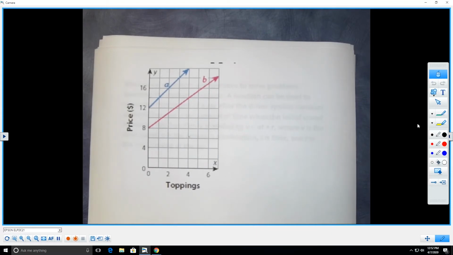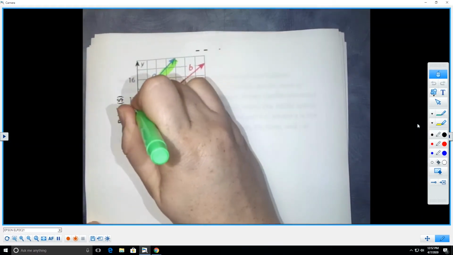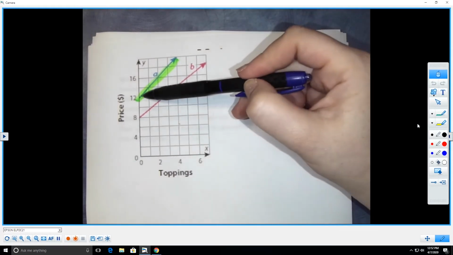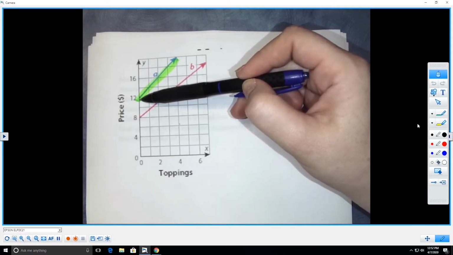Which line represents the price of a large pizza? Right, line A does, right here. This is line A. This represents the price of a large pizza. If you notice, the initial value, or the y-intercept, is 12. And for every one topping, the price increases by 2.